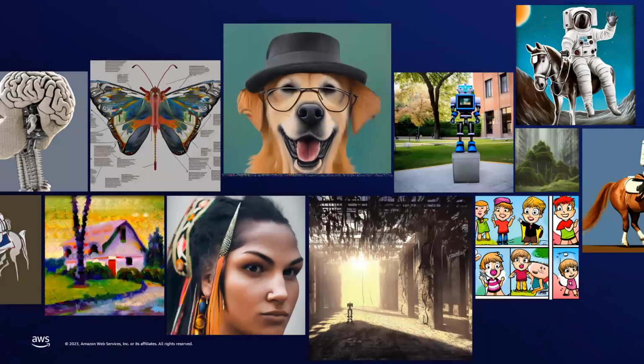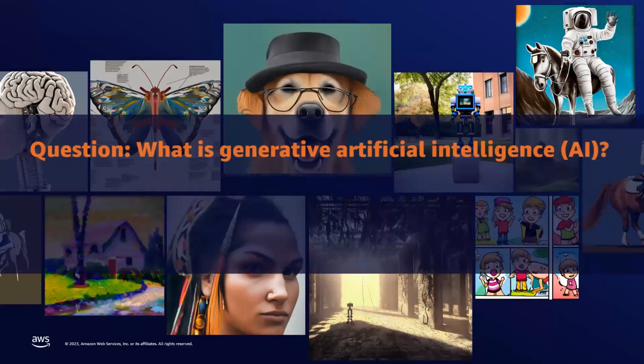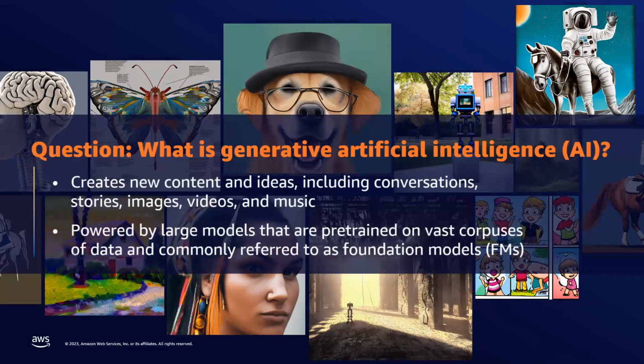But before we get to that, I thought we'd just talk real quick about what is generative artificial intelligence, right? And so the clue is right in the name, right? Generative. So it's the ability to create new content and ideas. And so when we're talking about content and ideas, we're talking about things like conversations, stories, images, videos. It can even create music. There's all sorts of things that generative AI can assist us with, right, and create.